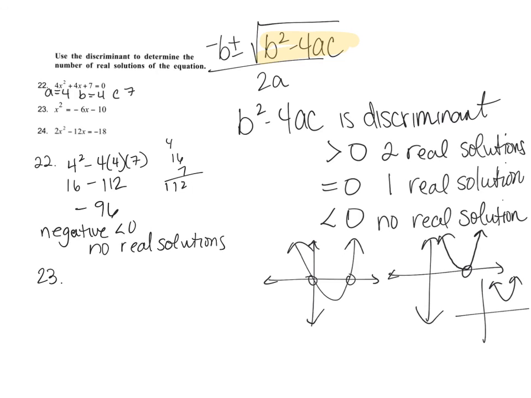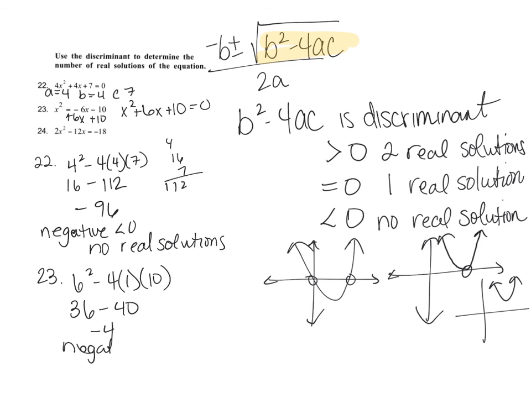Number 23. Let's get everything to one side. So we're going to add 6x and add 10. So x squared plus 6x plus 10 equals 0. So my a is 1, my b is 6, so 6 squared minus 4 times a, which is 1, times c, which is 10. So that's 36 minus 40, which is negative 4. Again, it's negative, so that means no real solutions.